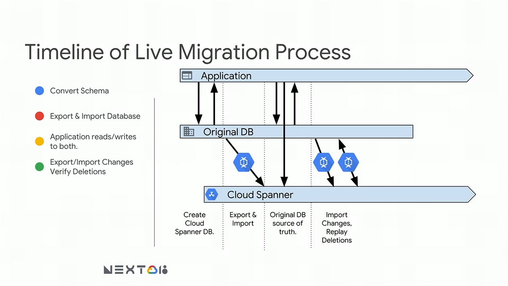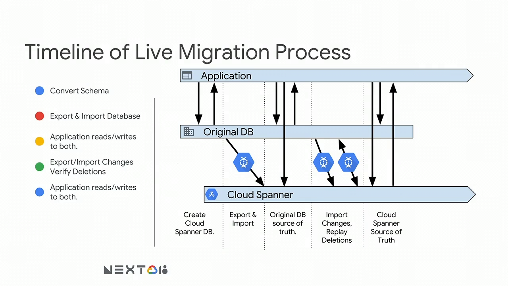You can repeat this last step as many times as you want. And at this stage, you can also run a massive compare to see if everything's in sync. Finally, when you're convinced everything's good, you switch to Cloud Spanner as a source of truth. Again, like I mentioned before, you can do this as a canarying process.